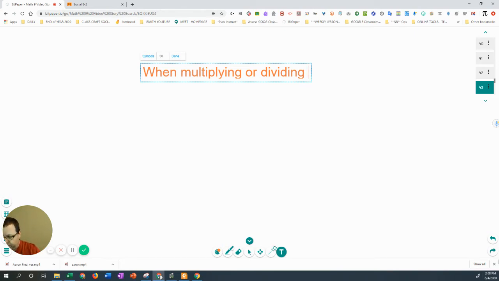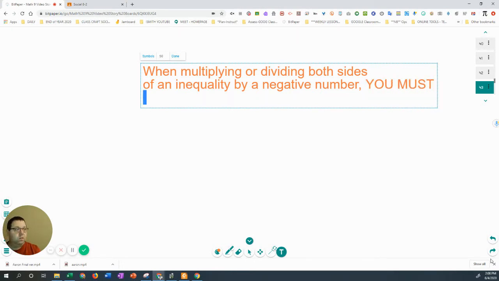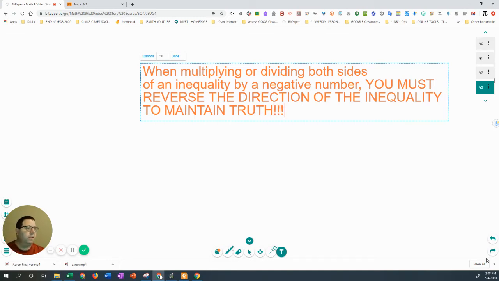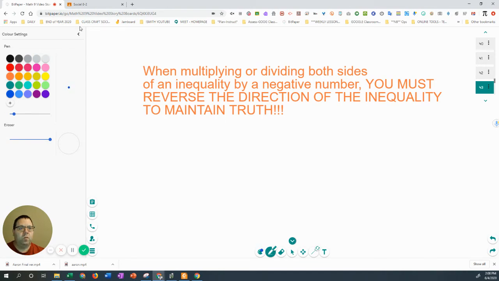When multiplying or dividing both sides of an inequality by a negative number, you must reverse the direction of the inequality to maintain truth. You must reverse the direction of the inequality to maintain truth. I'm going to go back to my pen. So, here's a series of examples.